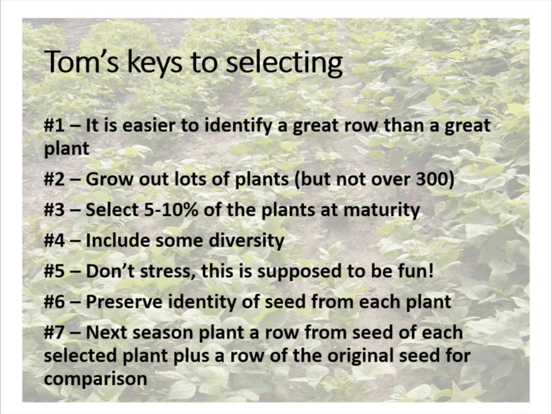So #2 key, grow out lots of plants. But there's a limit. When I look at populations of plants, even when I'm making crosses, I tend to limit the size of my populations to not over 300 plants.